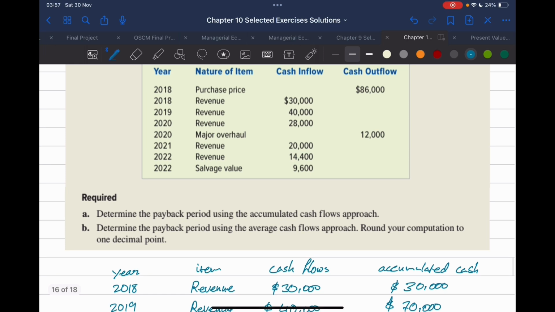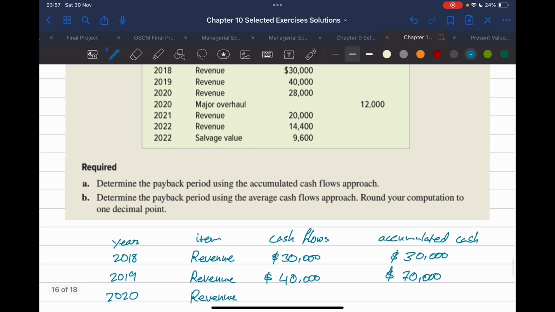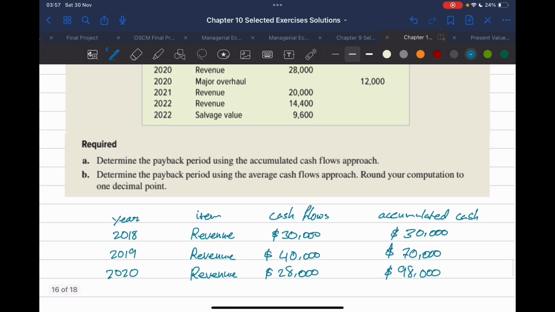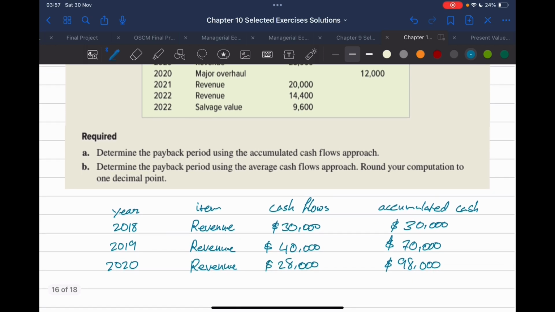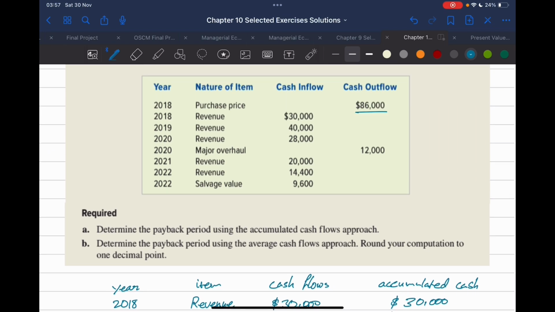And then for the following year, 2020, another revenue item, this time for $28,000. So that's going to be $98,000, which means we have already crossed or exceeded the initial cost of the investment, which is $86,000.